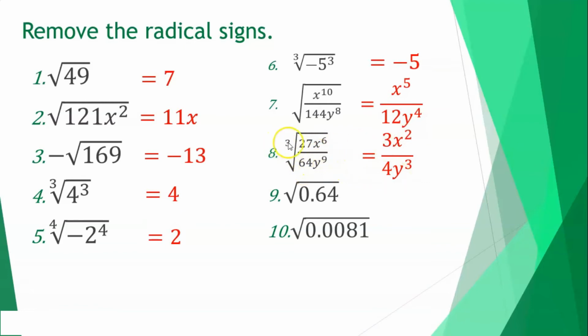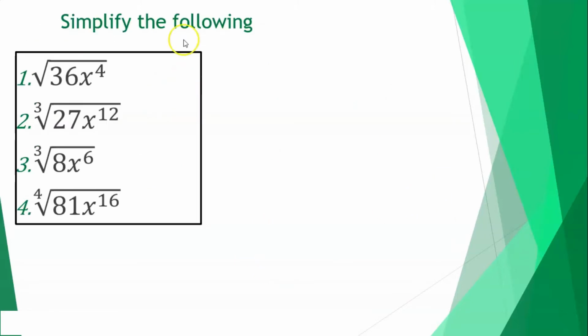And 9 divided by 3, you will get 3. So take note of that. Now, if it involves variables already or exponential terms. This one, the square root of 0.64, that's 0.8. And the square root of 0.0081 is 0.09. Take note of this.